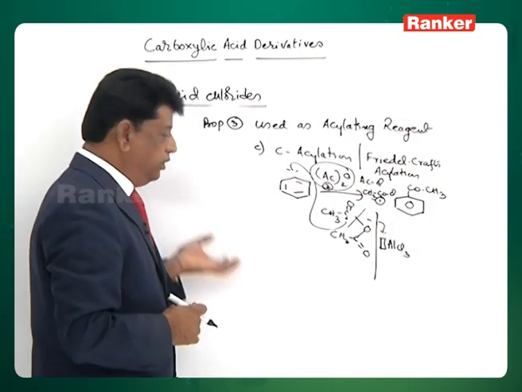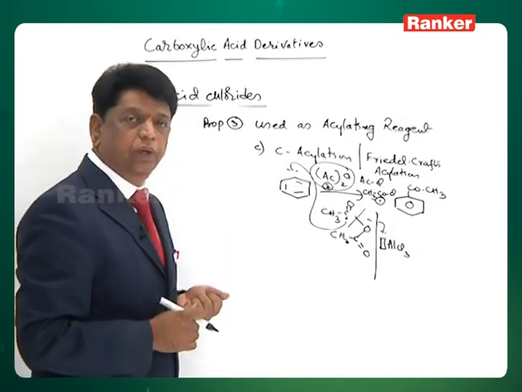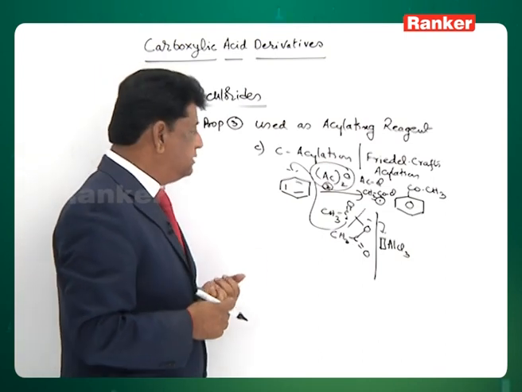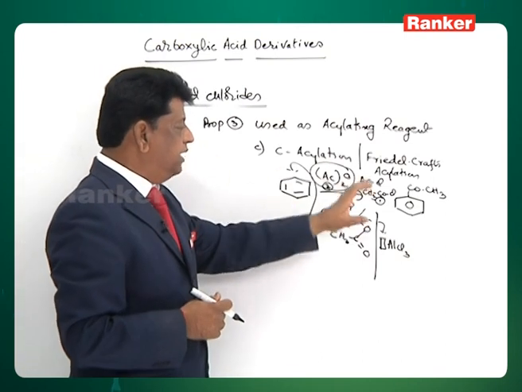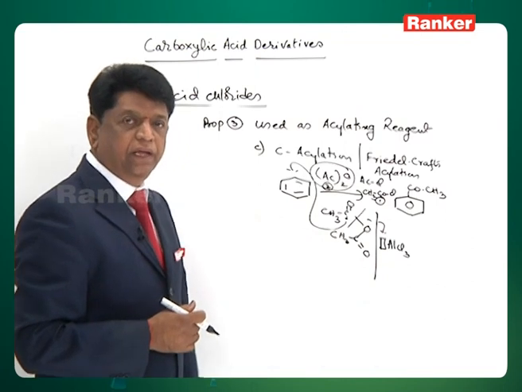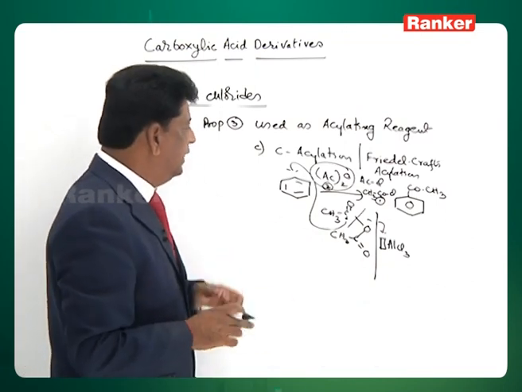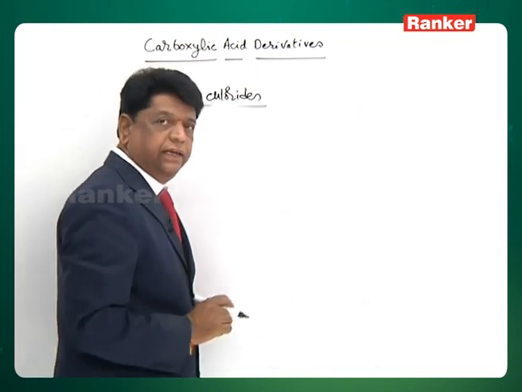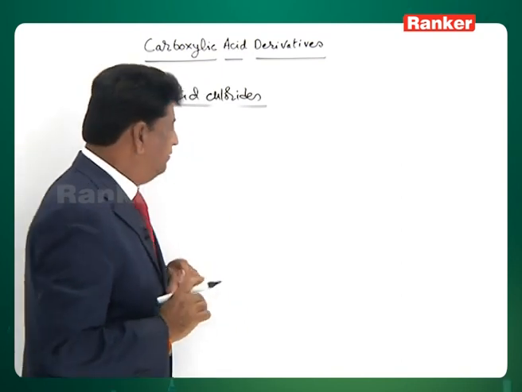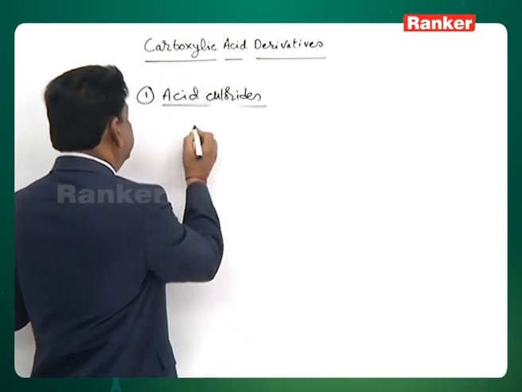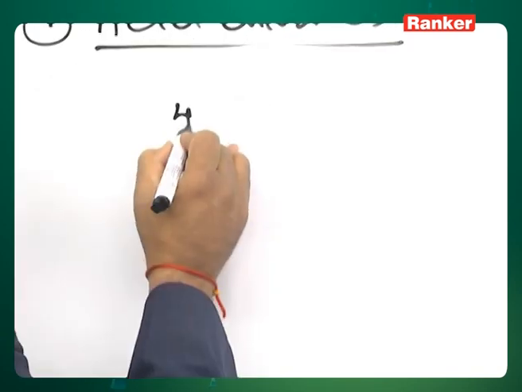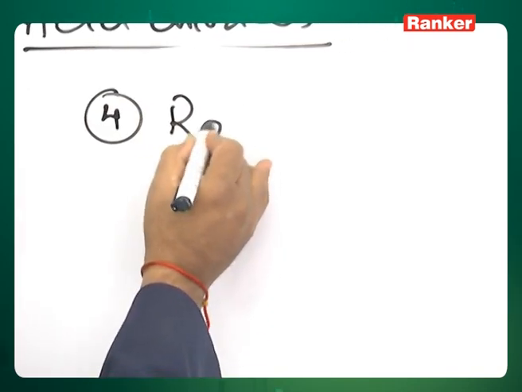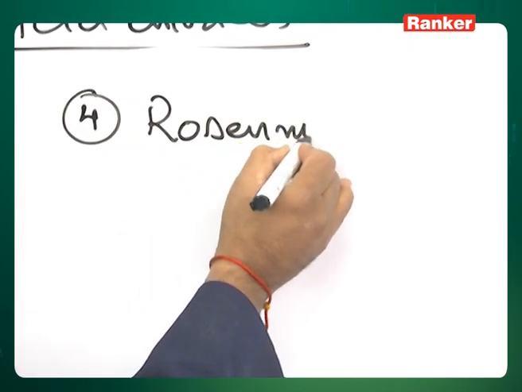So, both can be used. Even esters can also undergo acetylation type of reactions, but very less. So, acid chlorides happen to be the number 1 acetylating reagents. Now, let us take some specific reactions of acid chlorides, that is the 4th reaction. There is a name reaction called Rosenmund reduction.